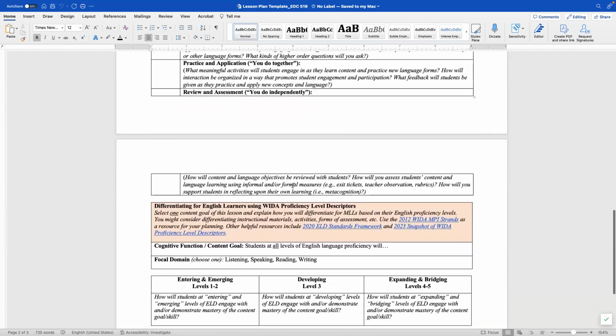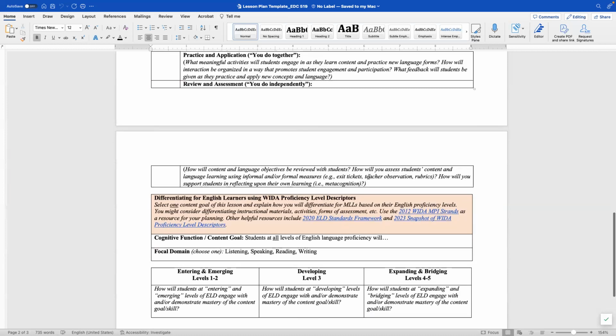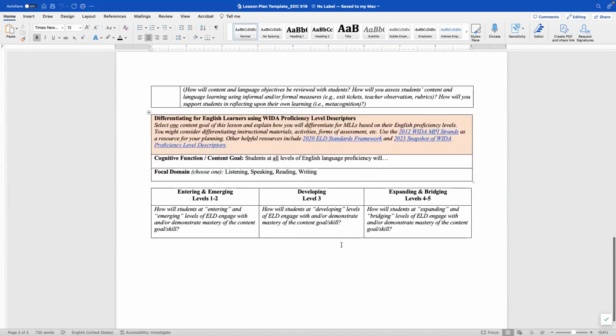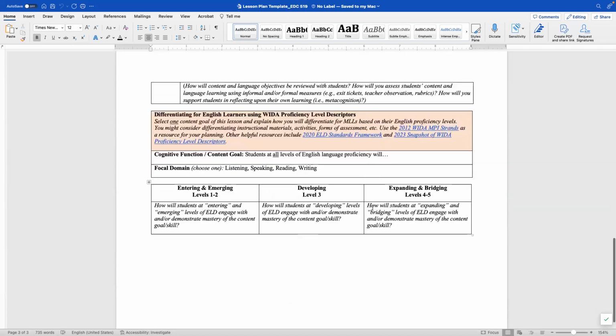And then finally, review and assessment. So what might students do then independently as a way for you to see what they've learned as a result of the lesson? And there's some ideas there of what that might look like. And then finally, for differentiation and to help you think about differentiating, we have an adapted version of a WIDA MPI strand here. You can find many examples of those if you click on this 2012 WIDA MPI strand link.